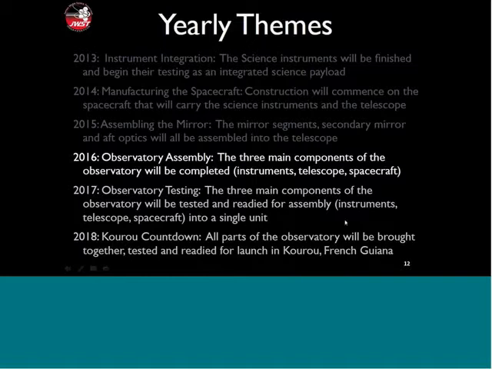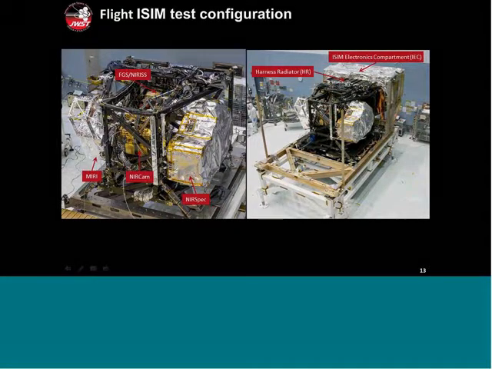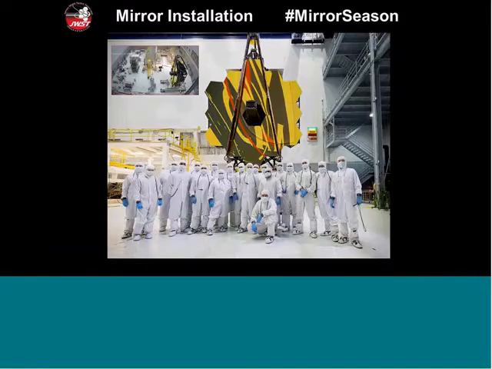The year of testing. This is a major year for us. Our major components are going to get tested and ready for final assembly into a single unit so that we are prepared for launch in 2018. Here is what the instrument science module looks like. You can see we have all four science instruments in this giant jumbled mess. Just so you get a sense of scale, there's a person on the side of the picture over here. It's a nice large package. And everything has been integrated and finally tested through a final cryovac test early last year.